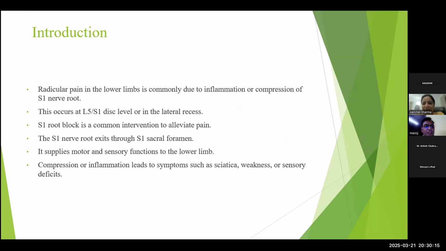Okay, ma'am. Radicular pain in the lower limbs is commonly due to inflammation or compression of the L5 or S1 root. S1 nerve root compression usually occurs at the L5-S1 disc level, at the center level, or in the lateral recess level. S1 root block is a common intervention to alleviate the pain. The S1 nerve root exits through the S1 sacral foramen and supplies sensory and motor functions to the lower limb. Compression or inflammation leads to symptoms such as sciatica, weakness, or sensory deficits.